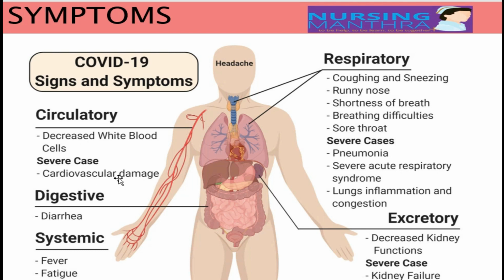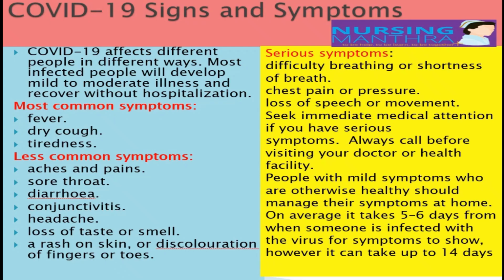In severe cases, cardiovascular damage. In the digestive system, diarrhea, and in the systemic circulation, fever and fatigue. These are the COVID-19 signs and symptoms. It depends on the people.